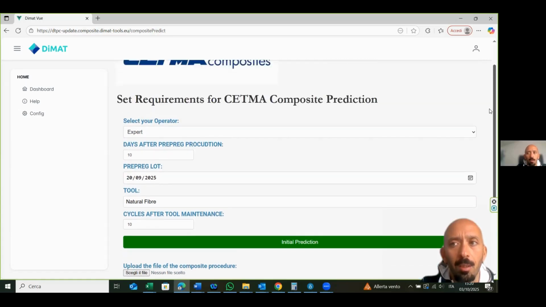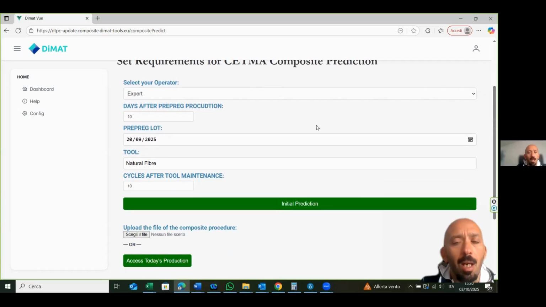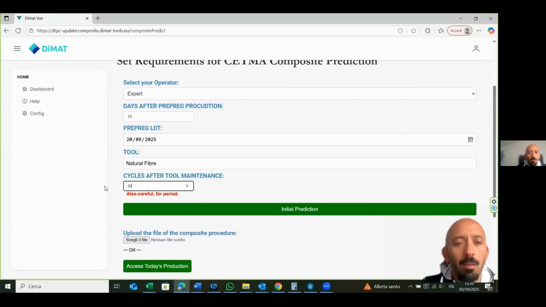The toolkit gives me alerts when I use critical parameters. For example, here the toolkit gives to me an alert that remembers me that I have to do a maintenance cycle for the tool that I'm using for the production.